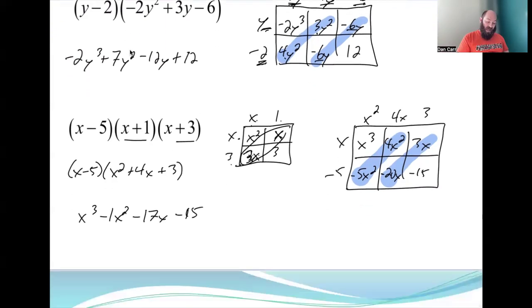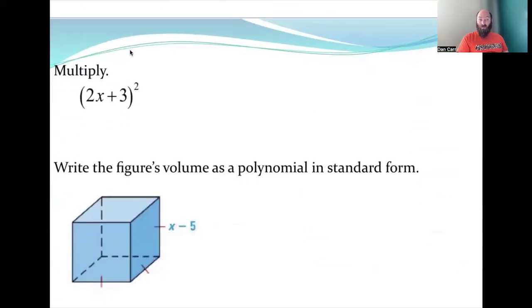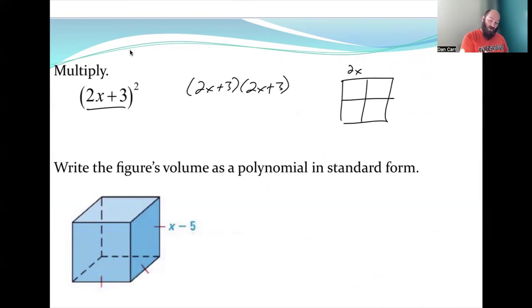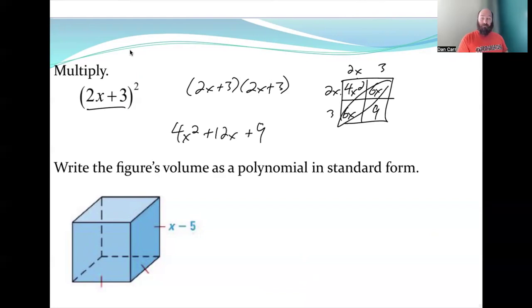Okay, so we've done adding, we've done subtracting. Let's do another multiplying with this. Always remember, we multiply this. This is representing 2x plus 3 times 2x plus 3, meaning we have to distribute. And again, I'm going to do the box method. So I've got 2x plus 3, 2x plus 3. So 2x and 2x is 4x squared. 3 times 2x is 6x. Same thing here. 3 times 3 is 9. So this turns into 4x squared plus 12x plus 9.